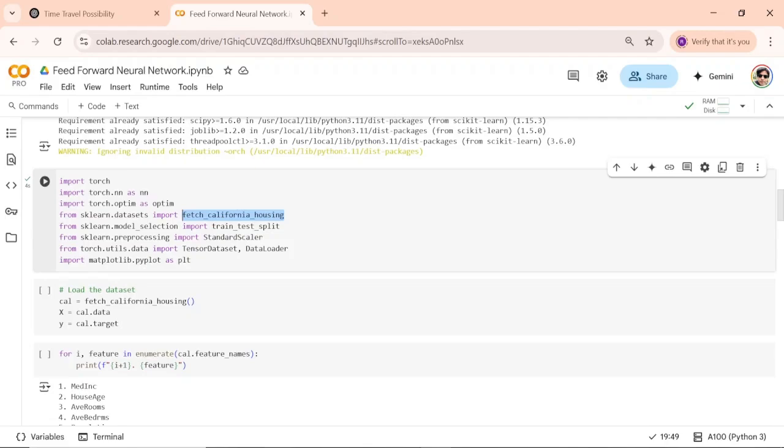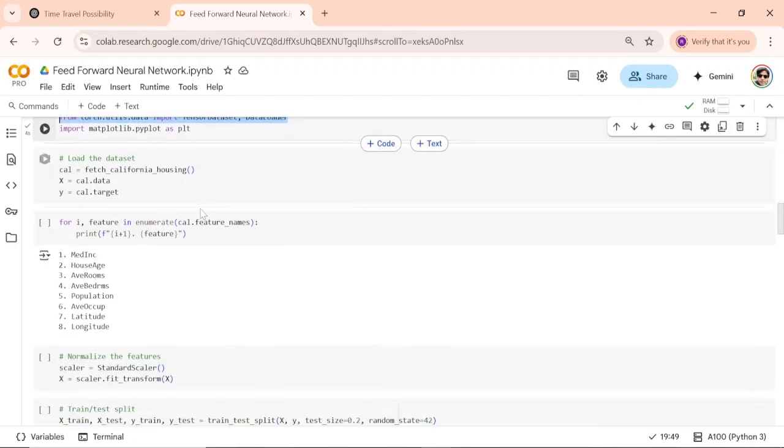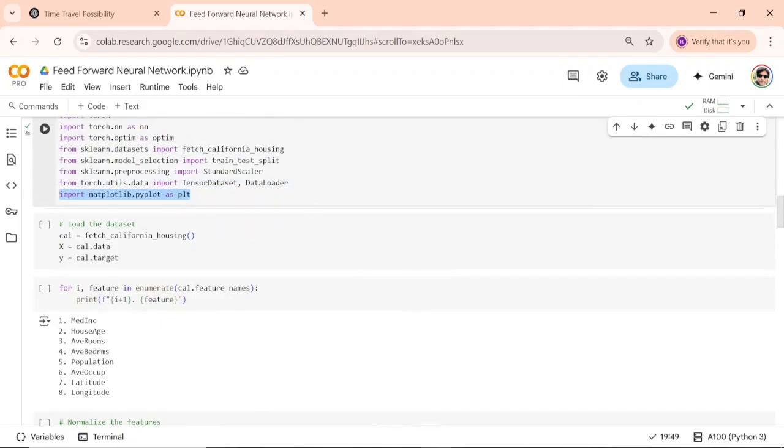And the train test split function is used to split the data set into two parts, for training and testing. Standard scaler may not be used, or you can use it to normalize your data. Another one is tensor data set and data loader, which I'll explain below, and matplotlib to plot the graph. This I might not have used here, but just imported. But I'll let you know what the use of this package is as well.